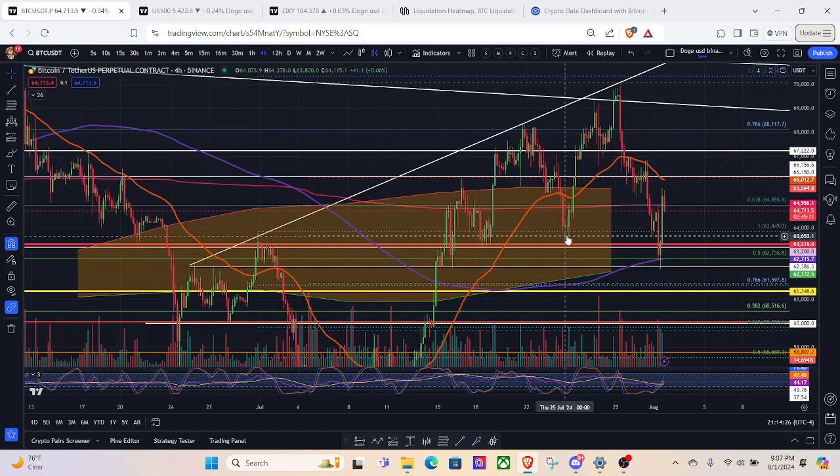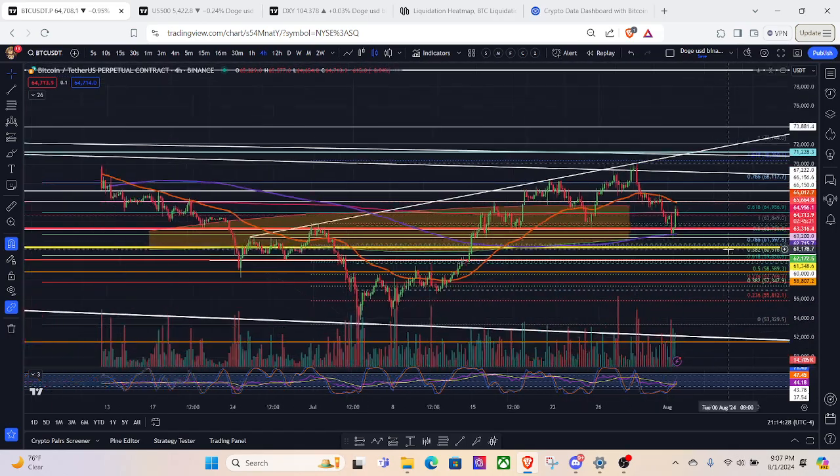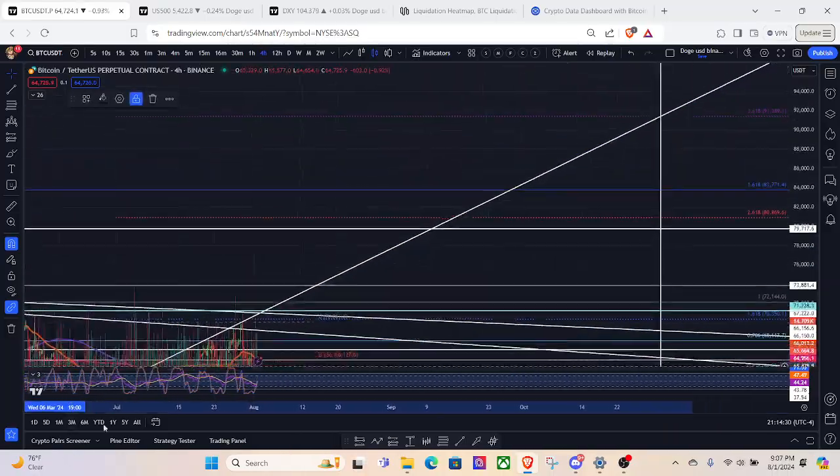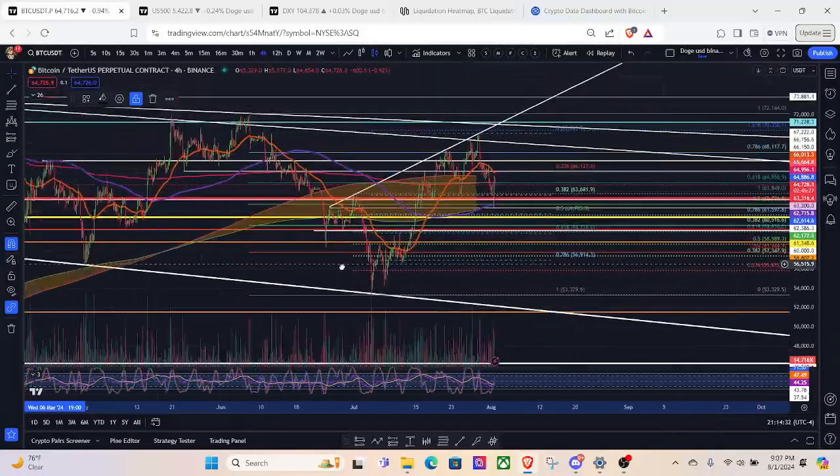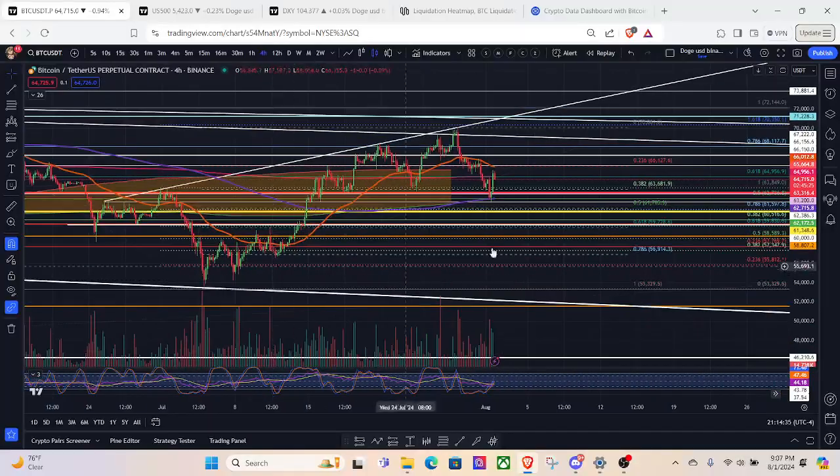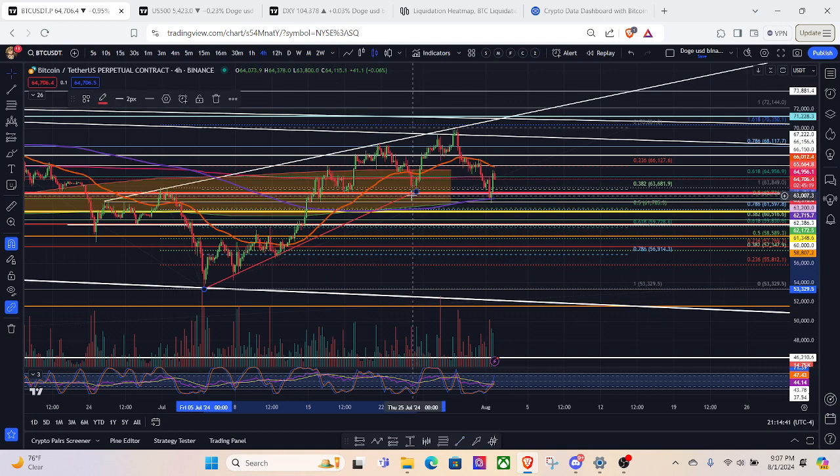Also up here, where this trend line is, I guess that trend line disappeared, or I moved it over and now it's gone. But anyway, I'll just try to redraw it again real quick.